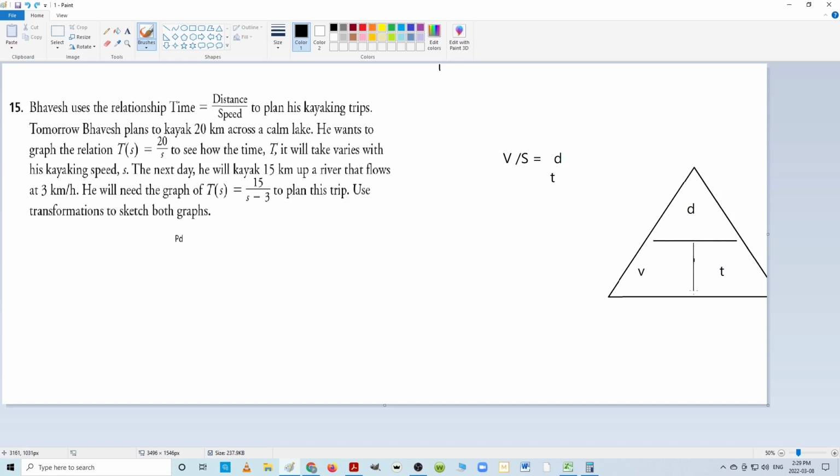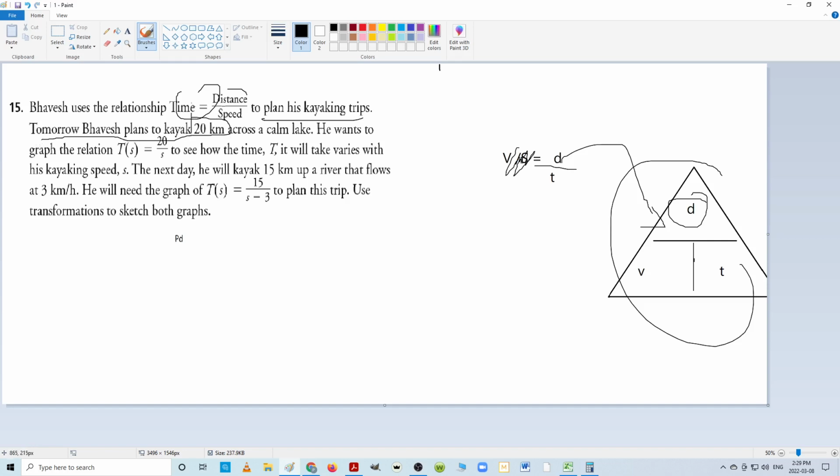So that's a fantastic little tool. Whenever you have a formula that's something is equal to something divided by something, put it into this pyramid and you'll now have a formula for anything. In this case, he's saying time is equal to distance over speed, which is true. Time is equal to distance over speed, to plan his kayaking trip. Tomorrow he plans to kayak 20 kilometers, which is a distance, across a calm lake.